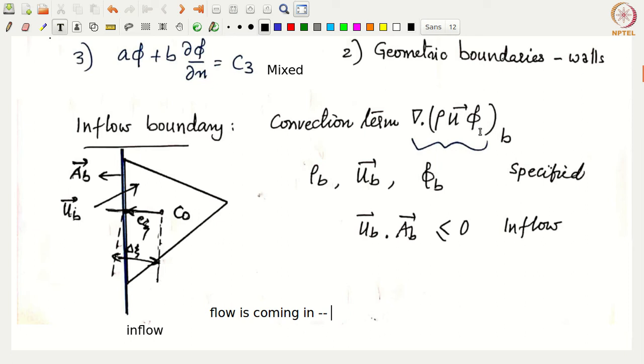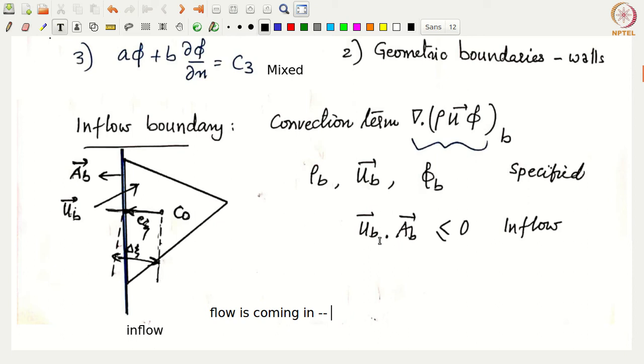For example, if you're solving a convection diffusion equation, then u bar is by default already known, right? The flow field is already known, so we need to know what scalar value is brought in through the inflow boundary. So if there is an inflow boundary, then the density on the boundary, the velocity vector on the boundary, as well as phi b, the scalar value on the boundary, all three need to be specified. Once we know all these three, of course we can evaluate this term, right?